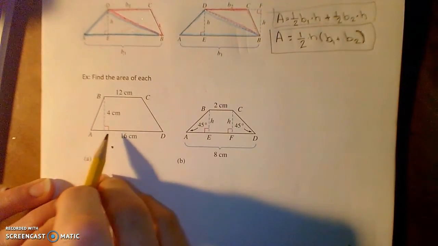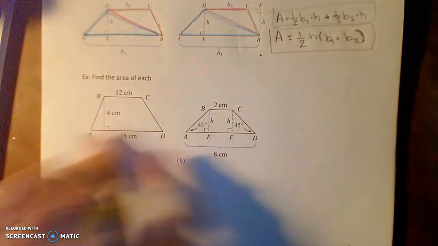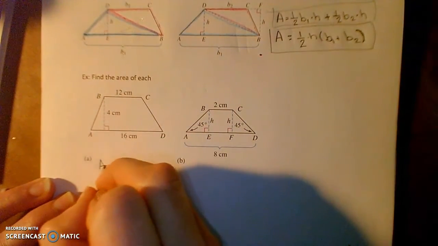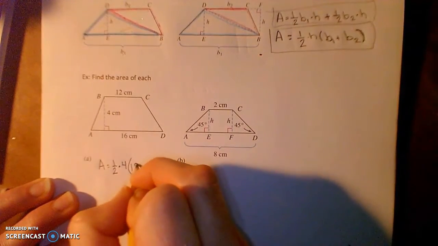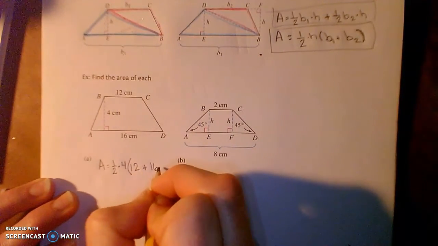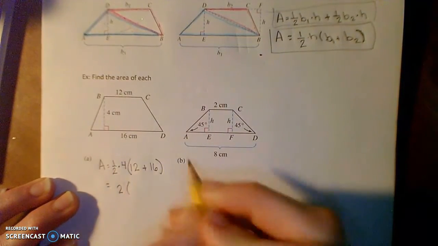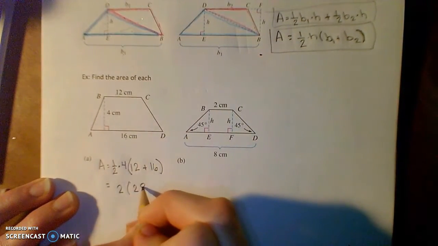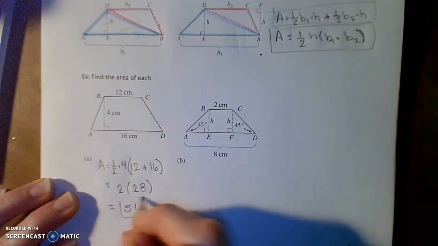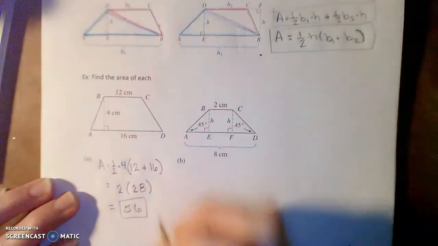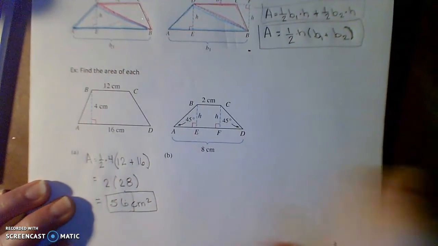Here I have a trapezoid. Base 1 is 16 centimeters, base 2 is 12 centimeters, and the height is 4 centimeters. So the area here will be 1/2 times the height times B1 plus B2, which gives me 2 times, what is this, 28, which is 56. 56, and I forgot to write my units. Square centimeters. All right, let's do another one.